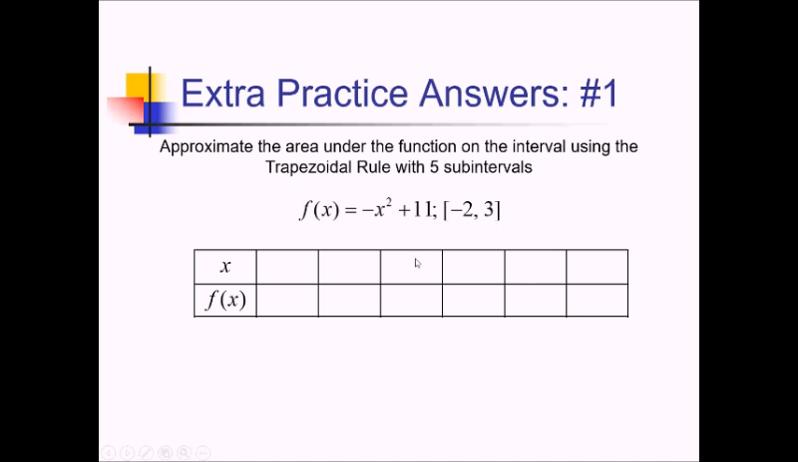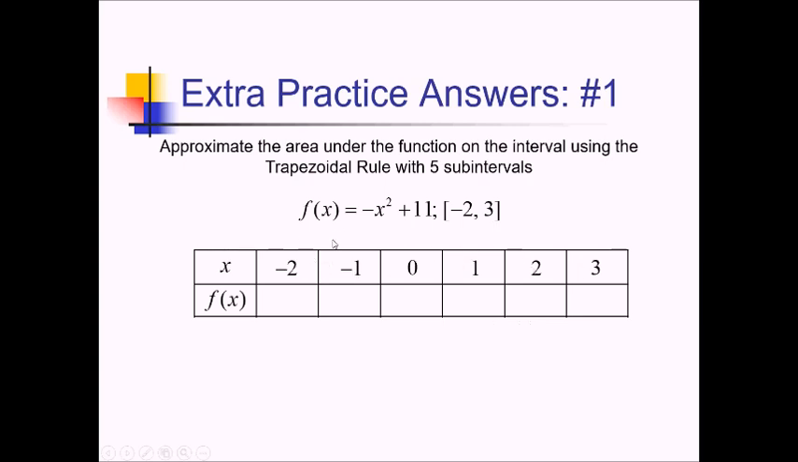So my x values, since I have a distance of 5 from one end of this interval to the other, my subintervals are going to have to go by ones. So I'm starting with the x value -2, that's my leftmost endpoint. And we have a trapezoid from -2 to -1, and then to 0, 1, 2, and 3. All right, now we're going to come up with the y values to go with these x values.